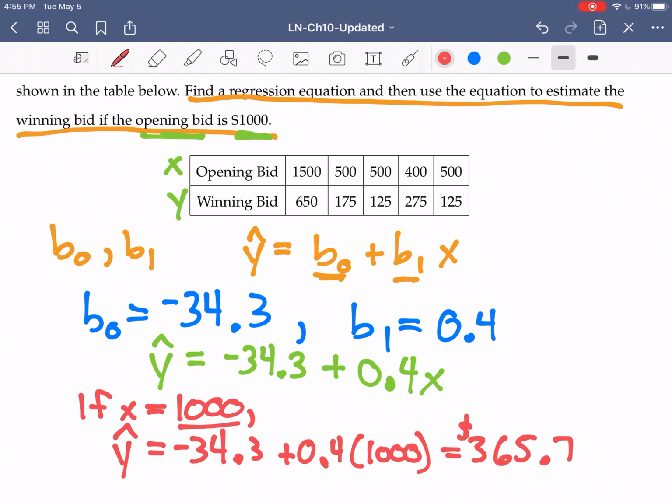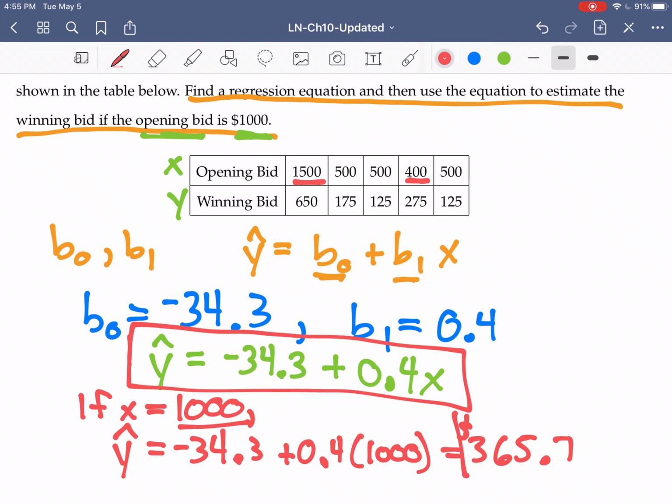Notice that 1,000 does occur in the range of x values. Our x values go from 400 up to 1,500. So values in that range, from 400 to 1,500, we could predict with some degree of accuracy, assuming this line is a good line. So that's our regression equation, our regression line, and this is the predicted value when the opening bid is $1,000.